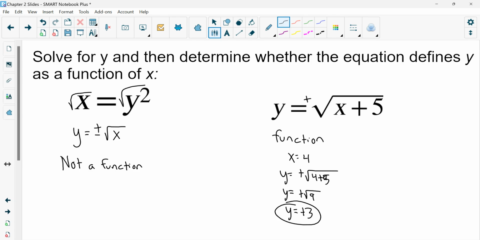So when you're solving for y, getting the y by itself, that's when you use the plus or minus. If the equation's already solved for y, whatever sign you see in front is what you have.